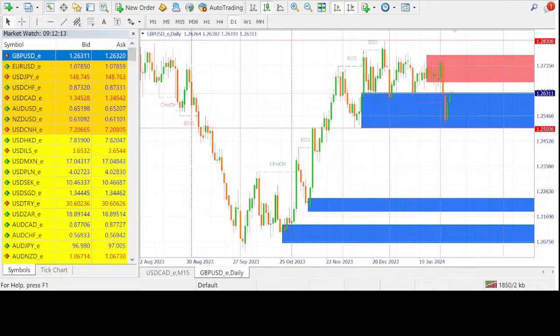The other chart which I want us to have a look at is the NZDUSD. So I want us to look at NZDUSD.